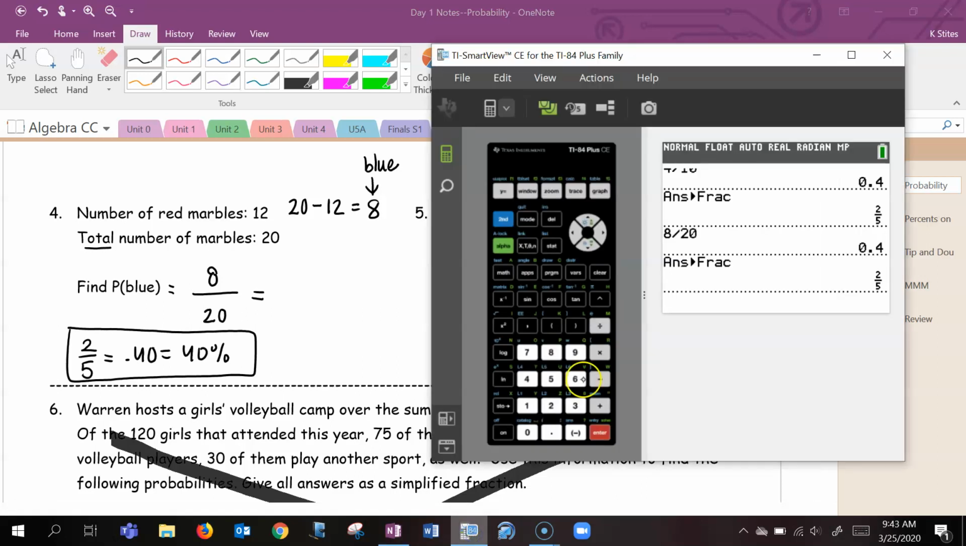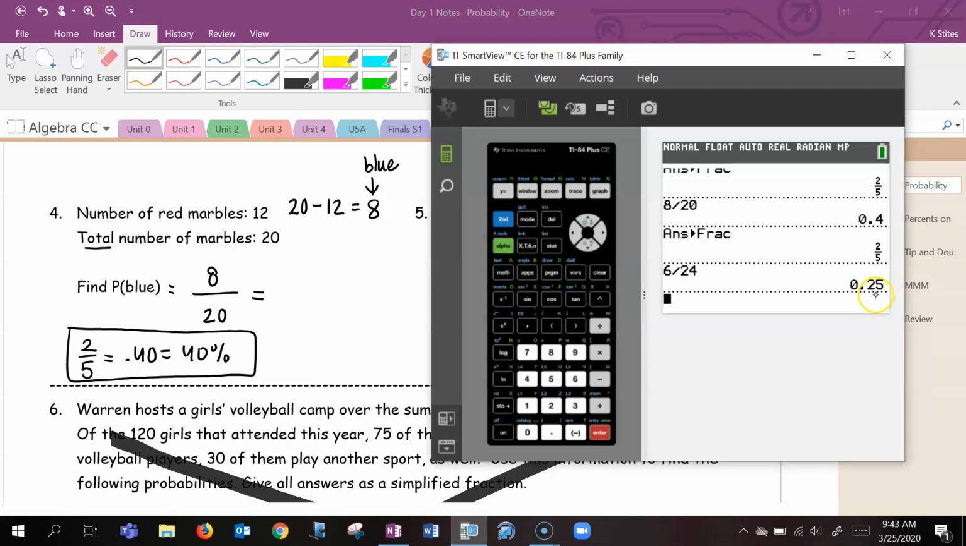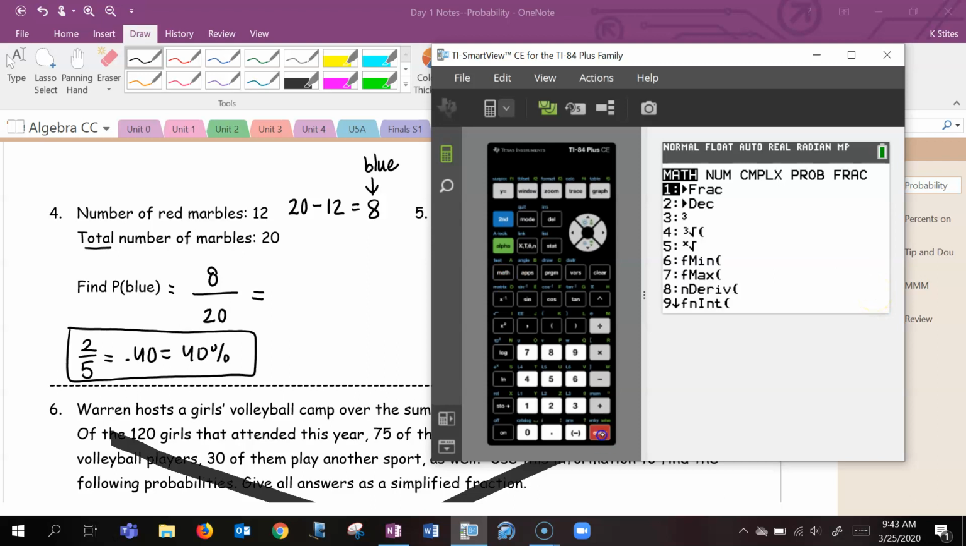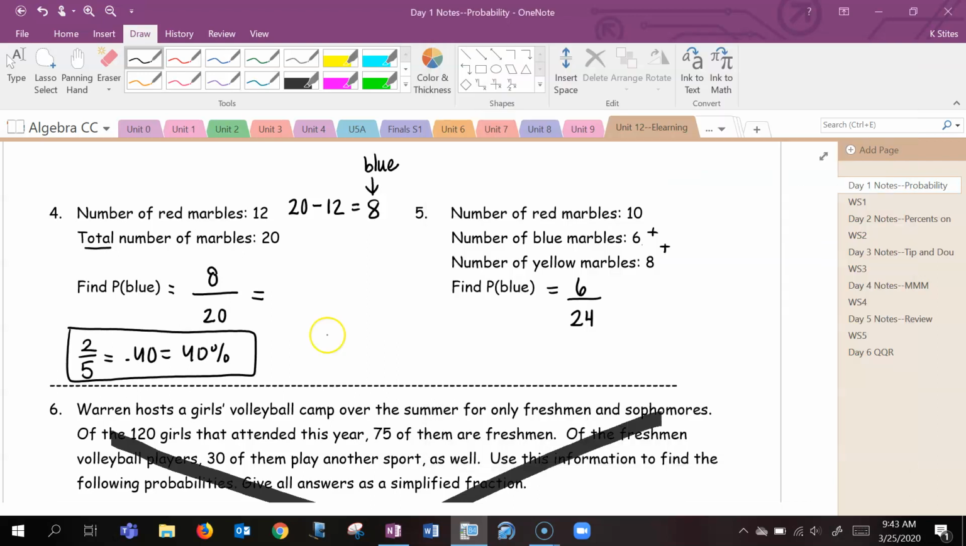And then I'll divide. 6 divided by 24 is 0.25. That should be one that we recognize. It should be a 1/4 when we math frac.